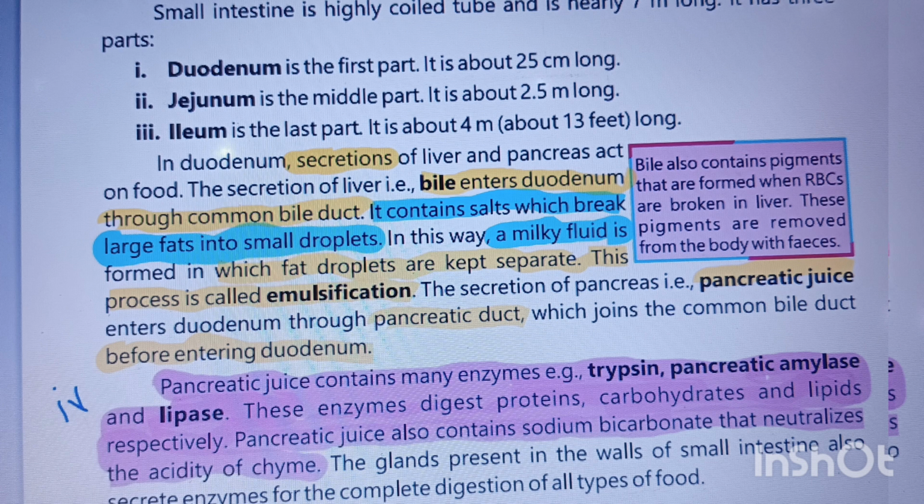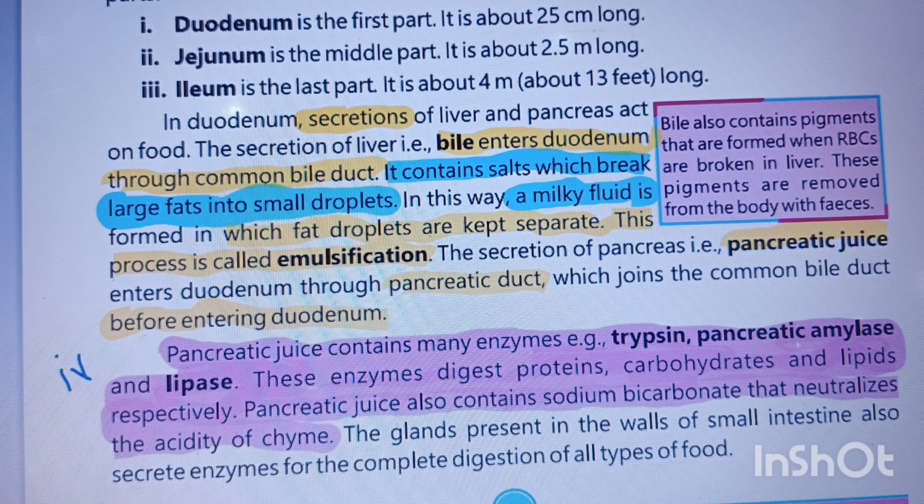As soon as this bile enters the duodenum, it contains salts that break down fats, turning larger fats into smaller droplets and creating a milky fluid. Inside the body, fat droplets are separated. Just like when you mix oil and water, the oil does not mix. Instead, its small droplets start floating on the surface of the water. This process is called emulsification. Emulsification is the name of a process in which 2 or more liquids do not mix well together, which is why the fat droplets here become separated, and this process is called emulsification.